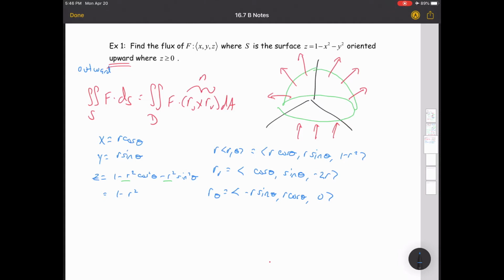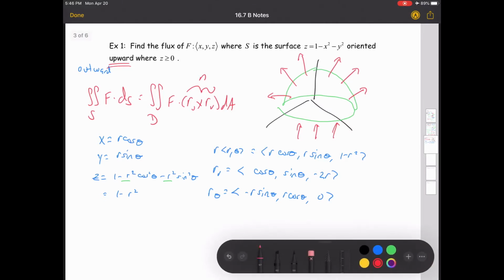But now we're looking for the flux. We are looking specifically for the direction in this case, and we want this to be in an upwards direction. So what we're looking for is a positive k value, or a positive z component. That's what we're looking for out of this. So when we cross these, the order will become important.